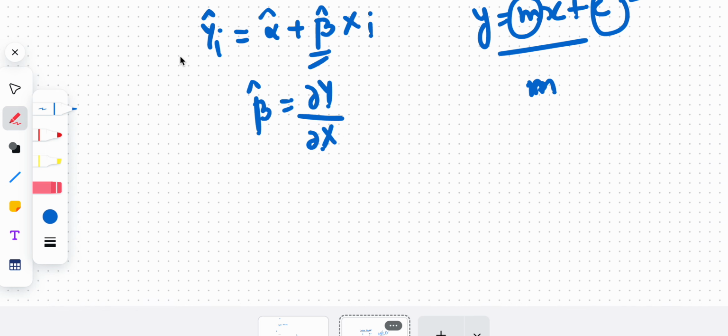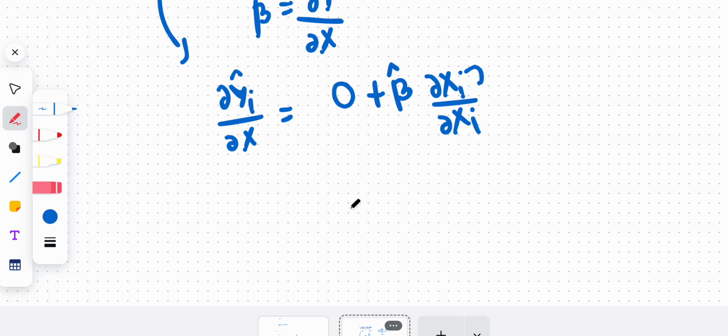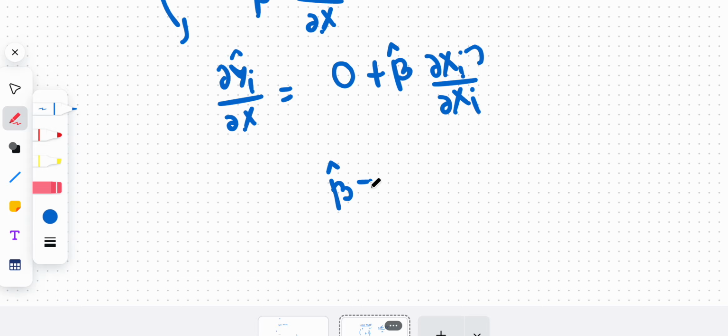In case you didn't get it, we take this equation, we differentiate it with respect to x. Alpha will become 0, beta dxi will become 1, so my beta will become dyi/dxi, right?